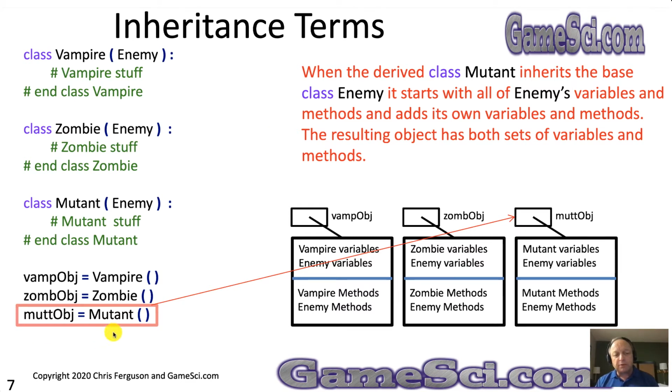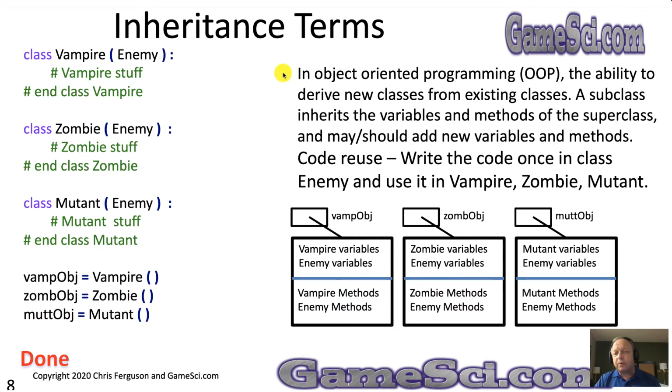Mut object equals Mutant, or mut object equals Mutant, however you want to pronounce it. I'm going to build a new Mutant object. Mut object will point to that object. And of course it's a Mutant object, so it'll have Mutant variables and Mutant methods. That's kind of a duh. But Mutant inherits everything the class Enemy has. So it will also have Enemy variables and Enemy methods.